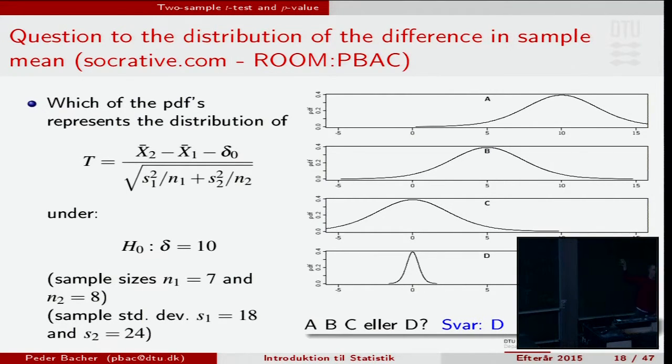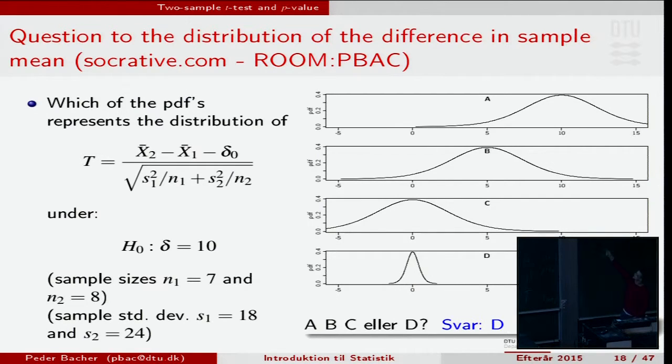So my point is that first, we start out with asking a question about the difference in sample mean, and then what we need to do is to standardize, or transform this into the stochastic variable T that follows a T distribution. So given that the null hypothesis is true, this value, the T, would have this probability density function. And it's in that PDF that we do these things.